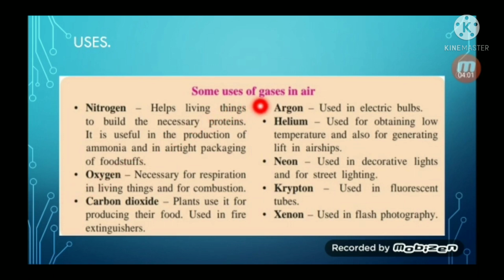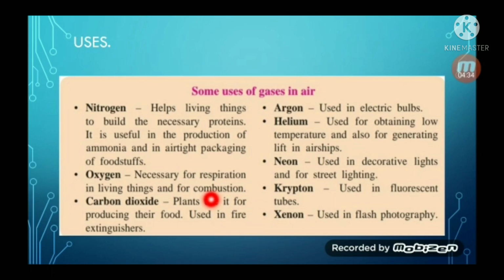Argon, used in electric bulbs. Helium, used for obtaining low temperature and also for generating lift in airships. Neon, used in decorative lights and for street lighting. Krypton, used in fluorescent tubes. Xenon, used in flash photography. To sustain our life on earth, the balance between the various gases is very important.